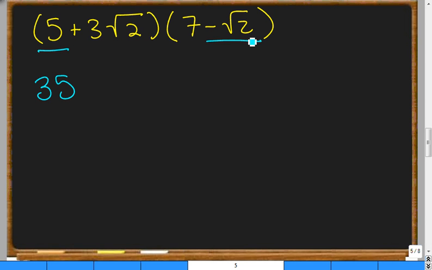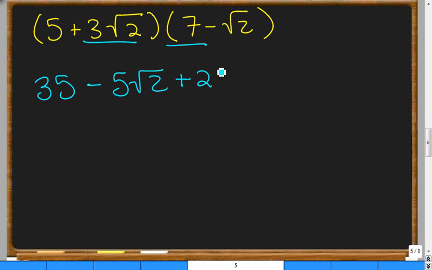We then do the outside, which is 5 times negative square root of 2. I don't know what that is, so it's just negative 5 times the square root of 2. The inside is 3 square root of 2 times 7. Well, 3 times 7 is 21, so I have 21, but square roots of 2, so plus 21 square root of 2. I can't simplify that anymore.